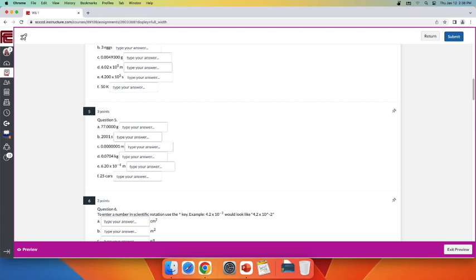Wait, for temperature, are we using Kelvin for this or are we using Celsius? It says the metric system is metric Celsius unit. Okay, so what is Celsius?